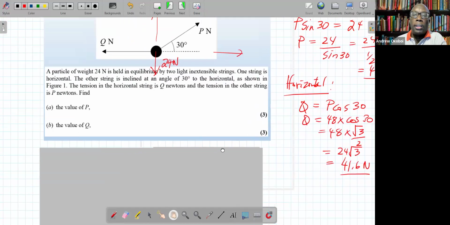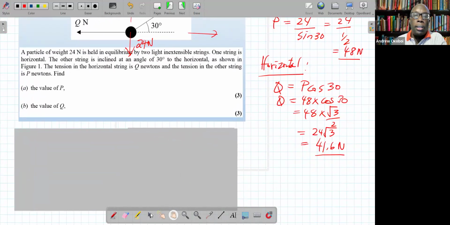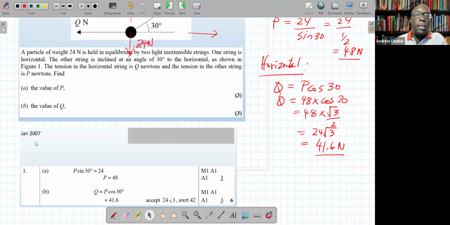Let's look at the mark scheme here. And that's it. Yeah. P is 48. I didn't even know where the marks were. 2 marks for setting the equation up, 1 for getting the answer. Again, 2 marks for setting the equation up, and 1 mark for the answer. And you're also allowed to accept the surd here. So you could have left it as 24 root 3, or even written it as 42. That's also okay. So any questions on this?